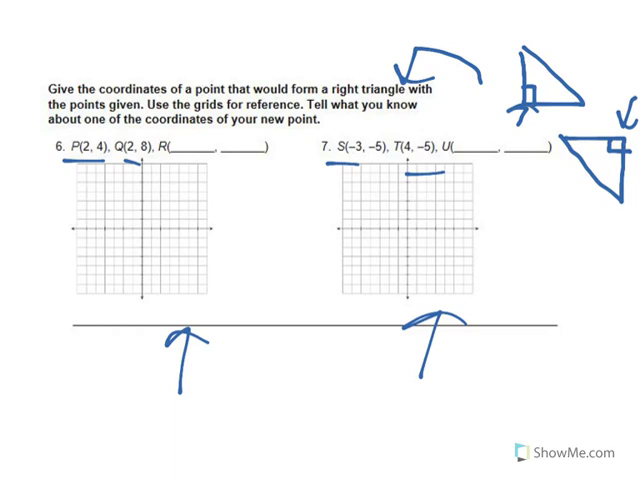All right, so good, a little challenging problem there. Submit both of these to me. Any questions, let me know, and we'll have this lesson wrapped up after today.